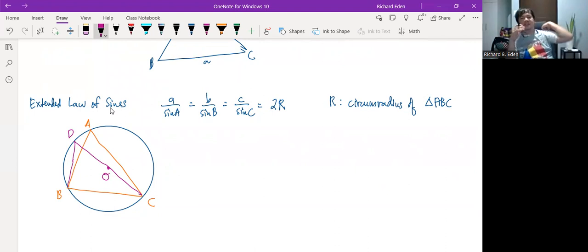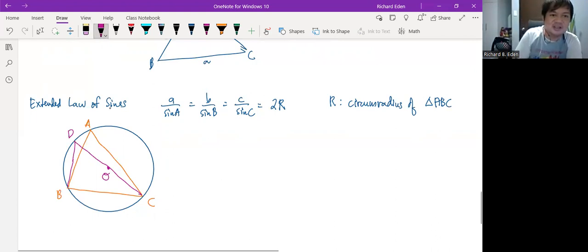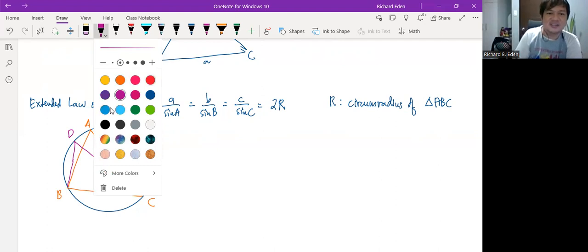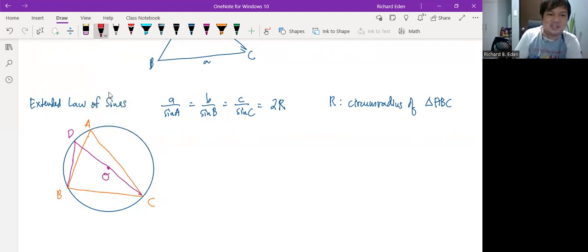Then angle BDC will have the same measure as angle BAC. Angle D has the same measure as angle A. So let's mark those congruent angles, BAC and BDC. And then DBC is a right angle.